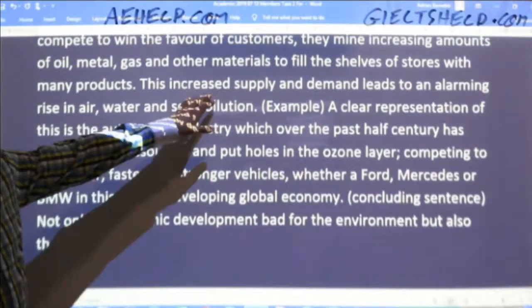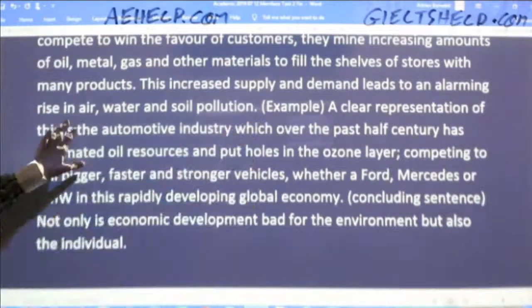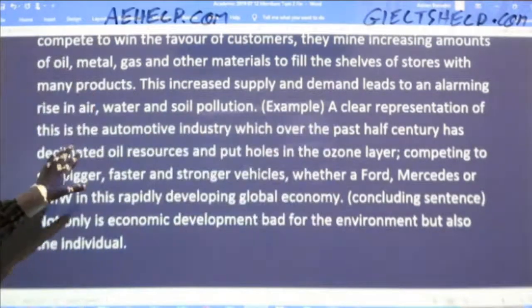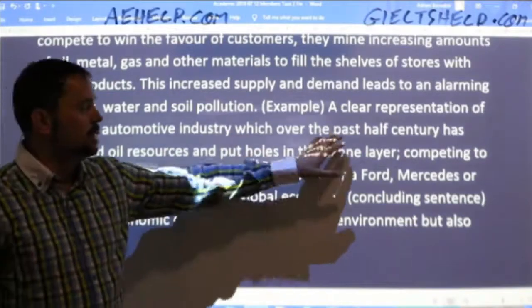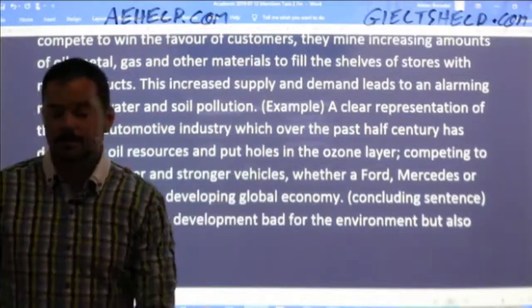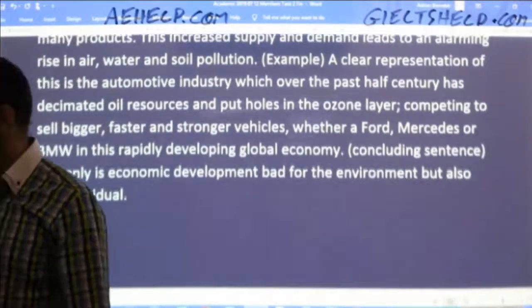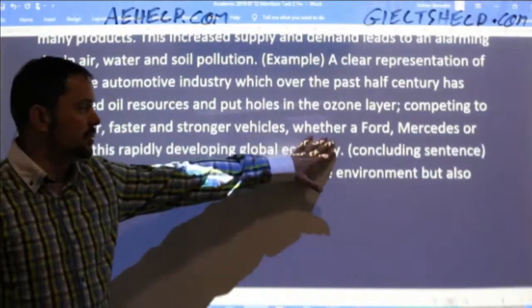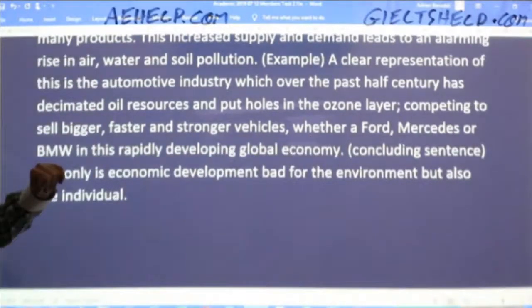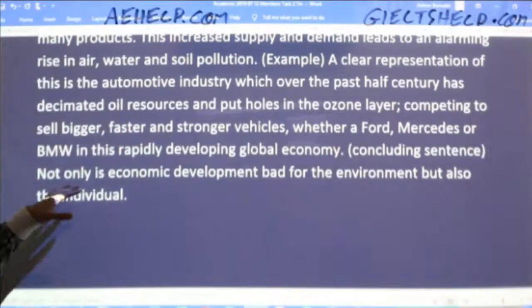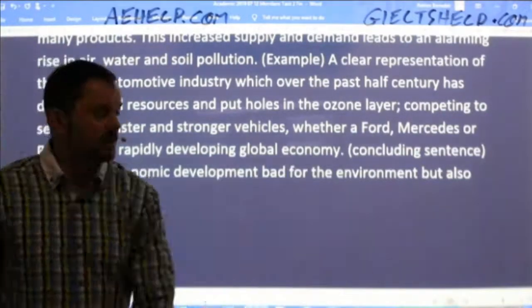This increased supply and demand leads to an alarming rise in air, water, and soil pollution. A clear representation of this is the automotive industry, which over the past half century has decimated oil resources and put holes in the ozone layer, competing to sell bigger, faster, and stronger vehicles, whether a Ford, Mercedes, or BMW, in this rapidly developing global economy. Not only is economic development bad for the environment, but also the individual.